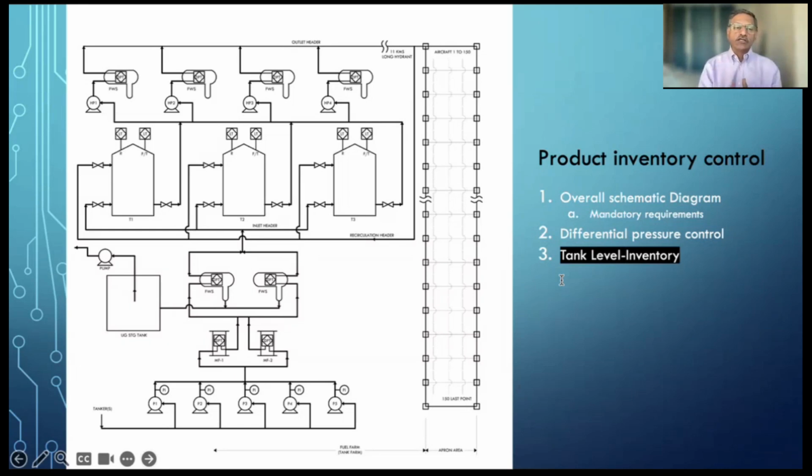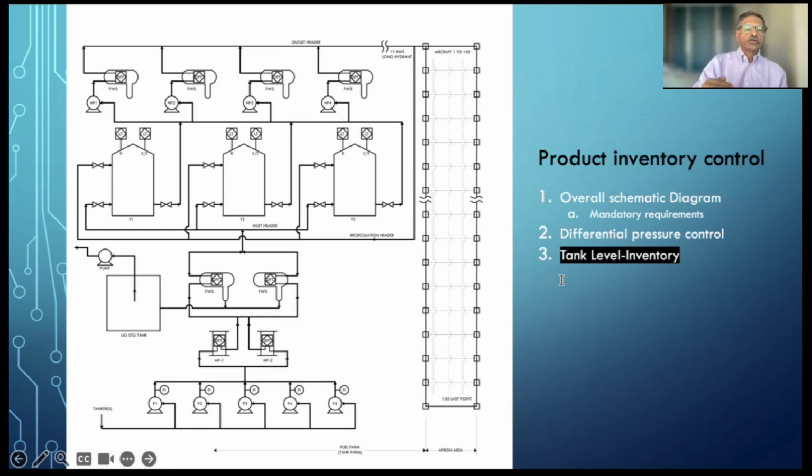Now, why inventory? Actually, you are measuring level, but since you know the tank dimensions, from the dimensions and from the level, you can calculate in the PLC automatically the inventory in terms of how many liters of the product is available in the tank. At any point in time, you can continuously read it. This is about the tank inventory.